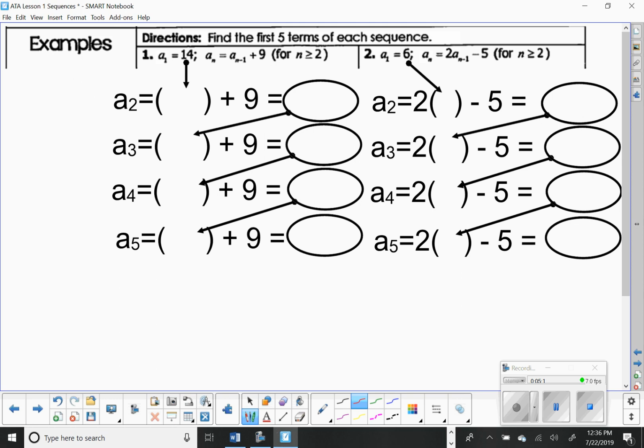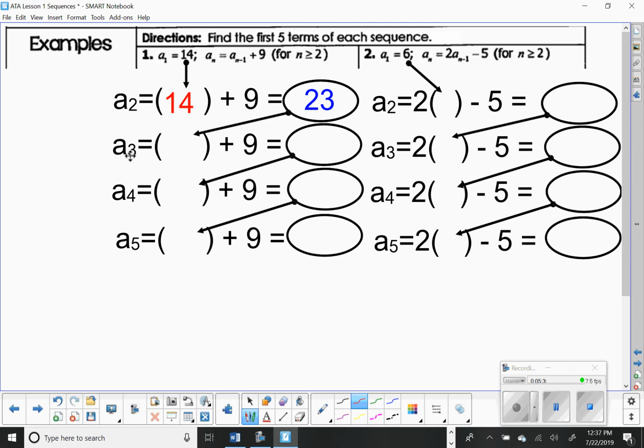Okay, we have a sub 2. First off, it gives you a sub 1 is 14 and a sub n is the previous term plus 9 for any n greater than or equal to 2, which says this doesn't apply to a sub 1 because a sub 1 has to be given. So for a sub 2, I need a sub 1 plus 9, and that equals 23. So that's my second term.